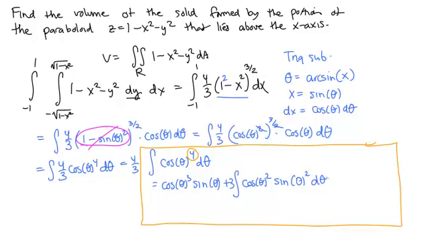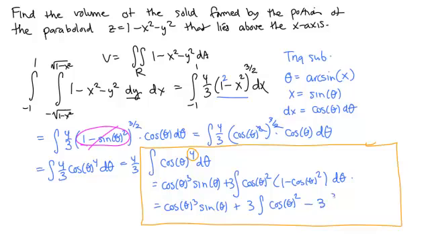Now this doesn't look like much of an improvement, but I could use the Pythagorean identity on the sine squared term and rewrite this as 1 minus the cosine of theta squared d theta. So if I distribute through, we're going to have cosine of theta cubed times the sine of theta plus 3 times the integral of the cosine of theta squared minus 3 times the integral of the cosine of theta times the cosine of theta, or the cosine of theta to the 4th d theta. This bit is one of the terms in the basic 20. This bit is precisely the integral I don't know how to do.